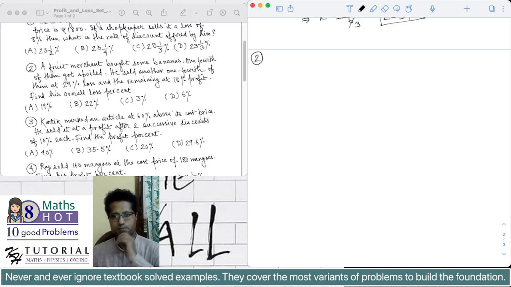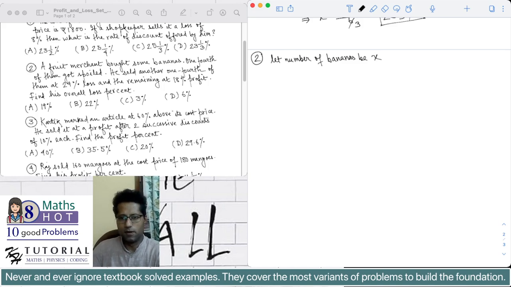So in this problem, I would like to assume the total number of bananas. So let the number of bananas be X. So the fruit merchant bought X bananas. Now 1/4 of them got spoiled.